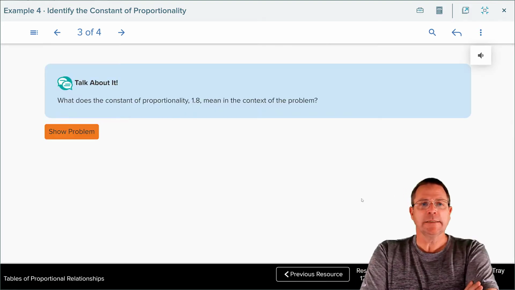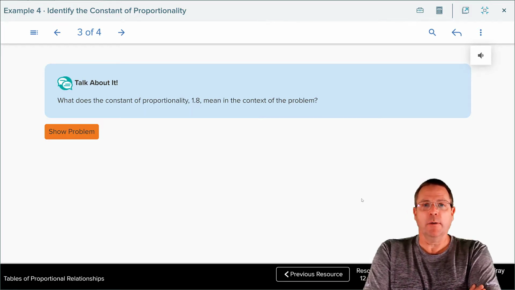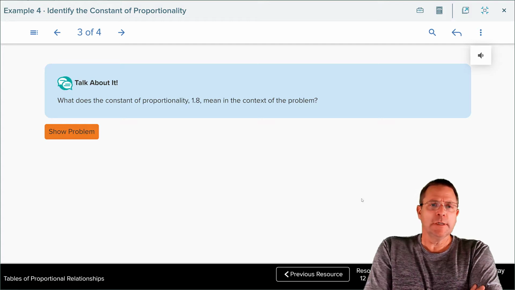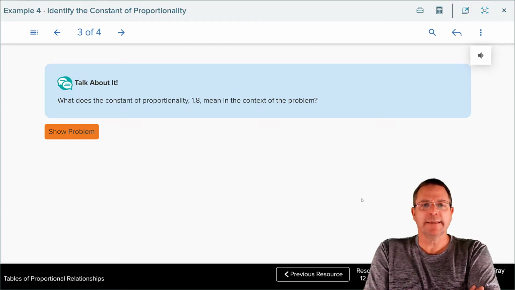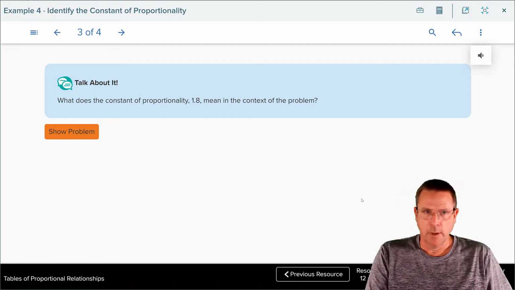What does the constant of proportionality 1.8 mean in the context of the problem? Pause the recording. Write a sentence to justify that answer. Your sentence should have said something along the lines of the 1.8 represents how many meters the lava flows for each minute of time. Moving forward.